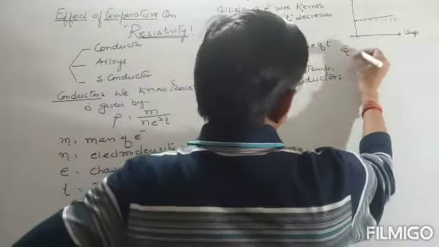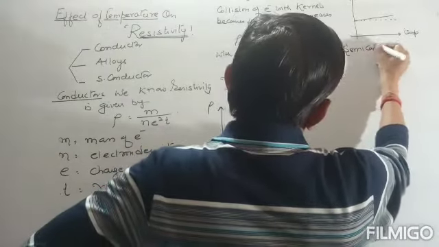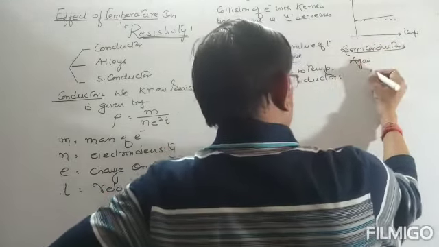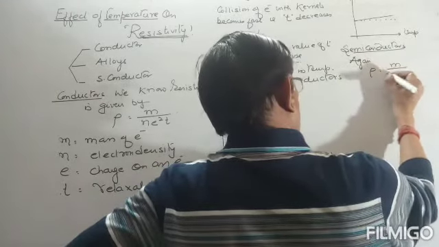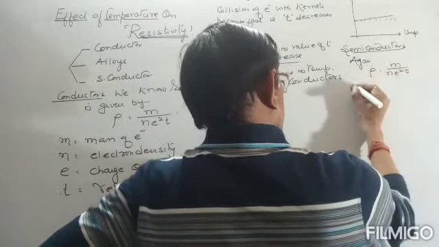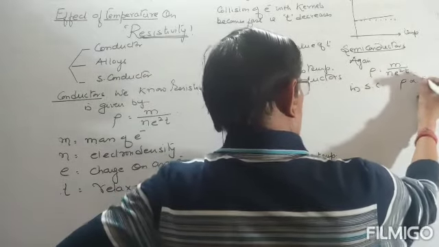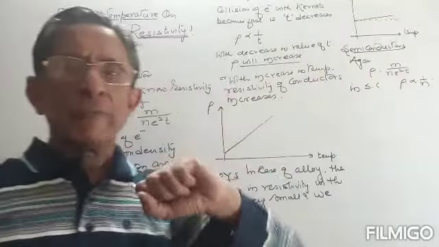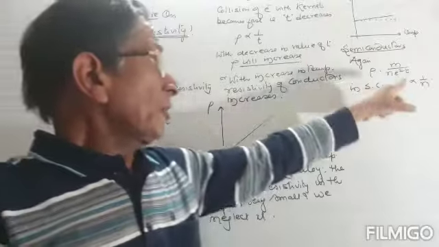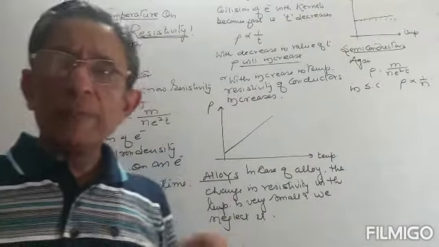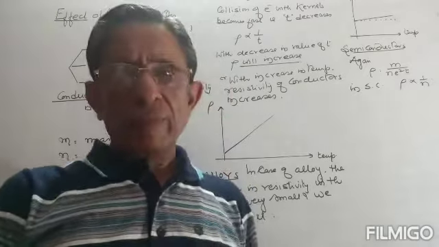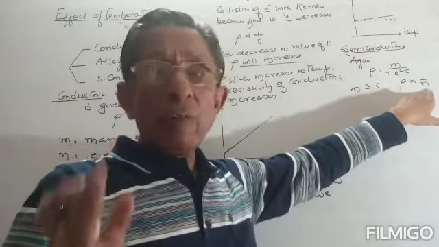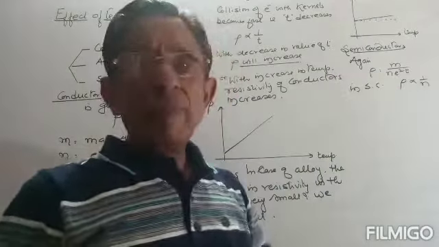Then comes your semiconductors. Again we can say rho is equal to m upon n e square tau. In semiconductor, rho is proportional to what? 1 upon n. In semiconductor, there are no free electrons. There is no question of relaxation time. In case of semiconductor, covalent bonds rupture as we increase the temperature of the semiconductor. When you will increase the temperature of the semiconductor, covalent bonds will rupture, more and more free electrons will be produced, that means n will increase.